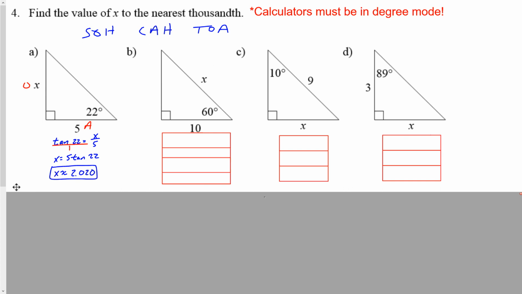So now for part B, I'm working from the 60-degree angle. 10 is my adjacent, x is my hypotenuse. So this time we have to use cosine. So our setup would be cosine of 60 equals 10 over x.